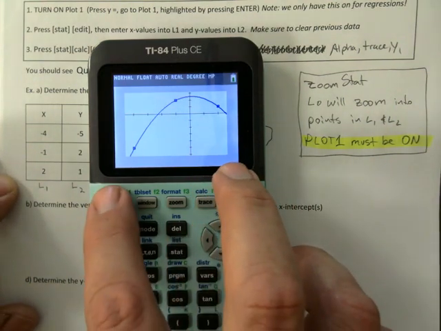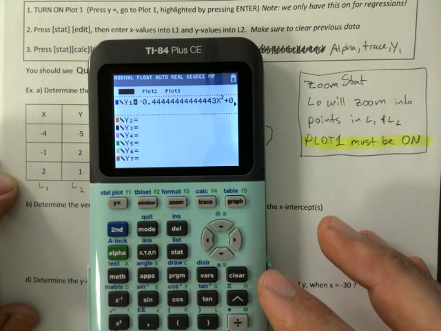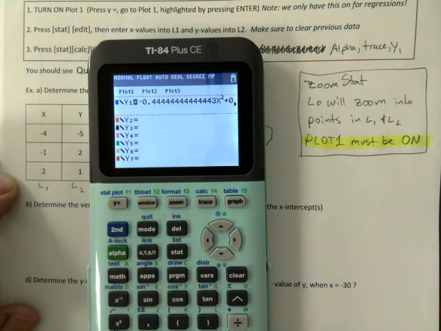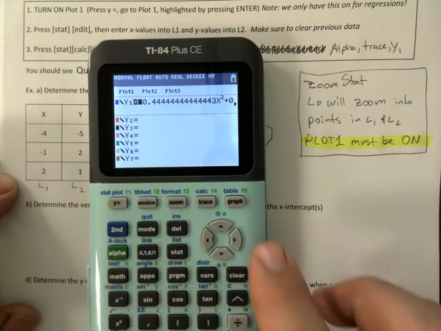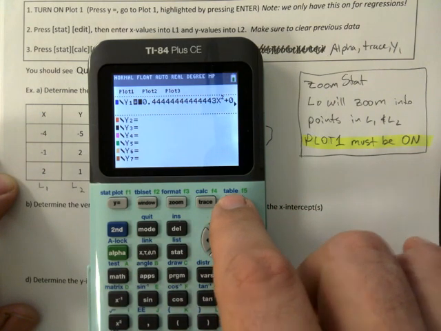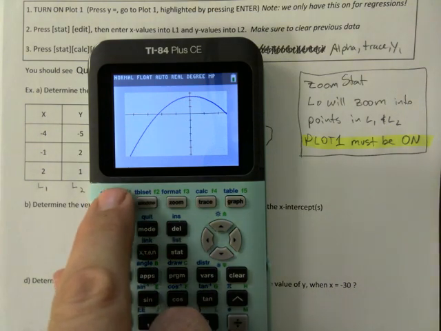Let's go to y equals one more time. Turn off plot 1. I just want you to see the difference. To turn off plot 1, you just hit enter so that it's not highlighted, and then hit graph one more time. The points are now gone, right? You don't see those dots or the squares. So you know, hey, plot 1 isn't on right now.